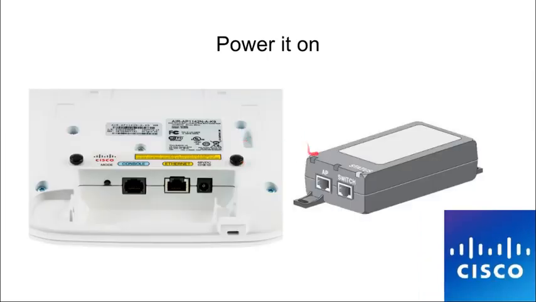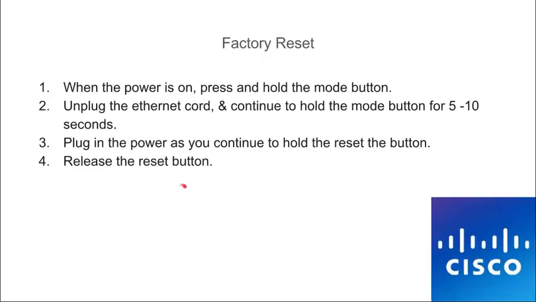All right, so the first thing you're going to do is power it on. I'm going to breeze through this because it's kind of easy. Just take the power injector, plug it in, and then take an Ethernet cord to the AP, and the other end goes into Ethernet.